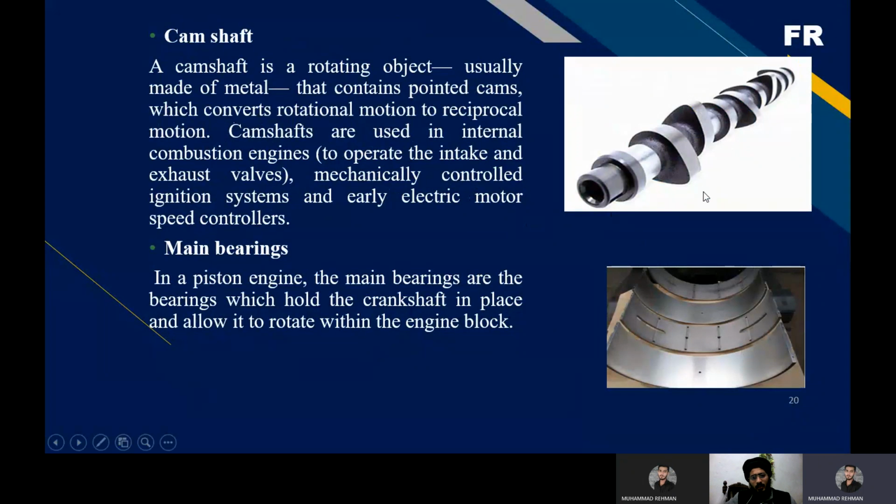And now we come to main bearing. Main bearing is a bearing which holds the crankshaft in place, so that the crankshaft can rotate without any fluctuation or imbalance.